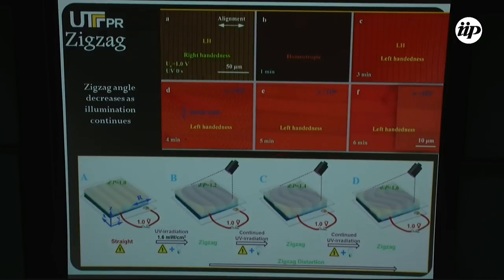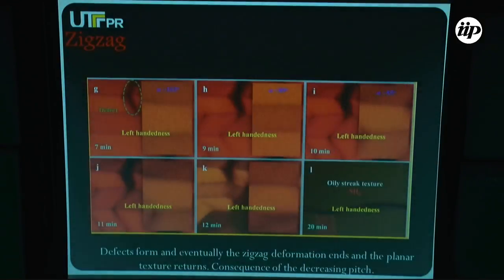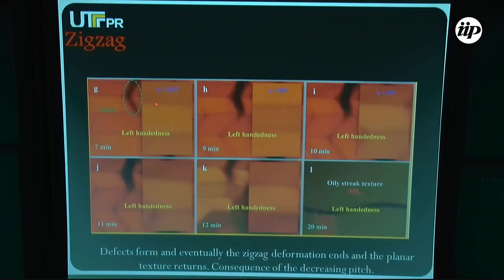Okay, maybe this picture is not that good. We had to use a UV filter here for the microscope, so I'm going to show better pictures later. But all that happens here is you have the straight lines, and you keep shining light, you get the zigzag patterns. You can see it here, more or less. You keep shining light, the zigzag angle increases until eventually the pitch gets too small for that field to hold the stripe pattern, and it goes back to planar.